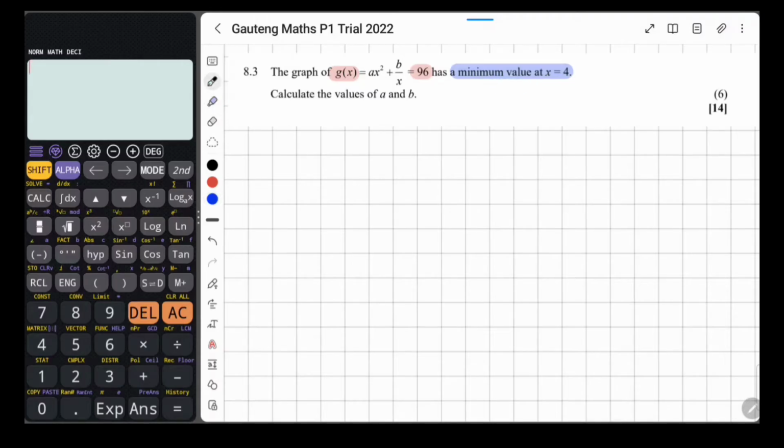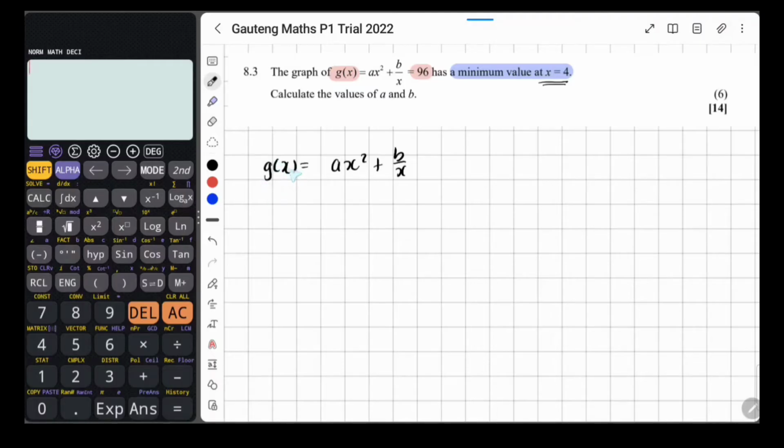Okay, so this is how I would go about working out this question. Because we have g of x, first of all, let's start with, it's going to be a simultaneous equation because we need to solve for a and b. So we're going to have g of x is equal to ax squared plus b over x. Because they gave a minimum value at x is equal to 4, I'm going to find the gradient of this function at x is equal to 4. Okay, because it's a minimum value, I know the gradient already.